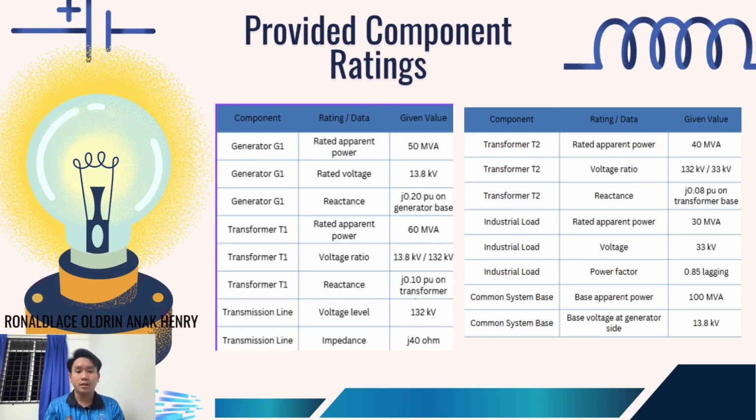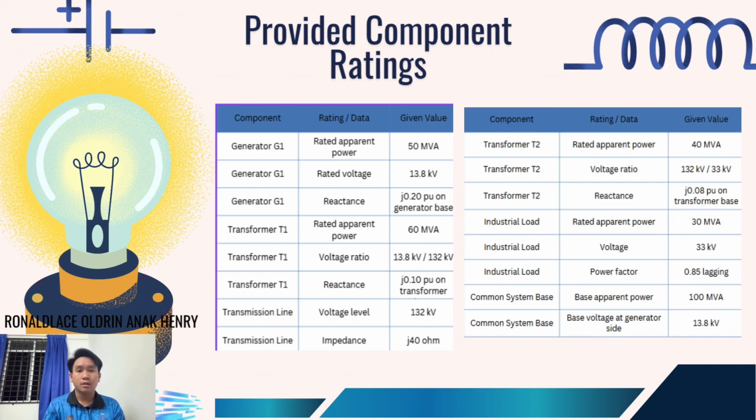Generator G1 is rated at 50 MVA and 13.8 kV with a reactance of j0.20 per unit. Transformer T1 is rated at 60 MVA with a voltage ratio of 13.8 kV to 132 kV and a reactance of j0.10 per unit. The transmission line operates at 132 kV and has an impedance of j40 ohms.